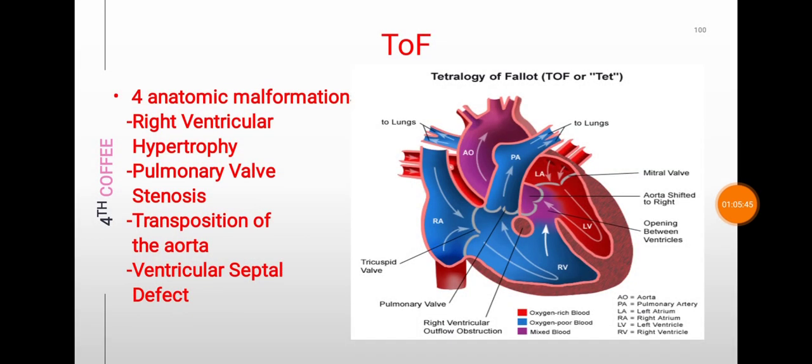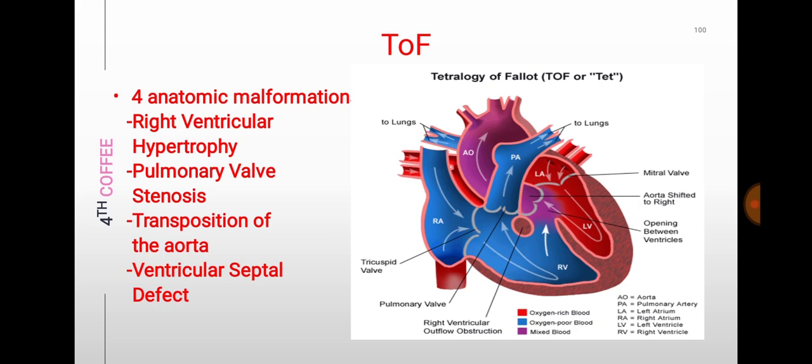The most common cyanotic defect is TOF. Okay. So your TOF, or your tetralogy of Fallot, is called tetralogy because it has 4 component malformations. You have right ventricular hypertrophy, the big right heart, the right ventricle. You have a stenosis of the pulmonary valve. You have a transposition of your aorta, it's almost overriding to the right. And you have a ventricular septal defect. If you have a PDA with your TOF, that's what we call a pentalogy of Fallot.